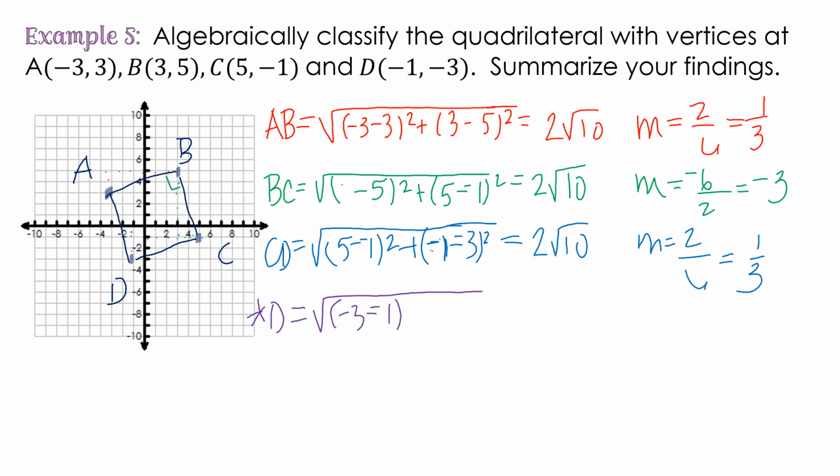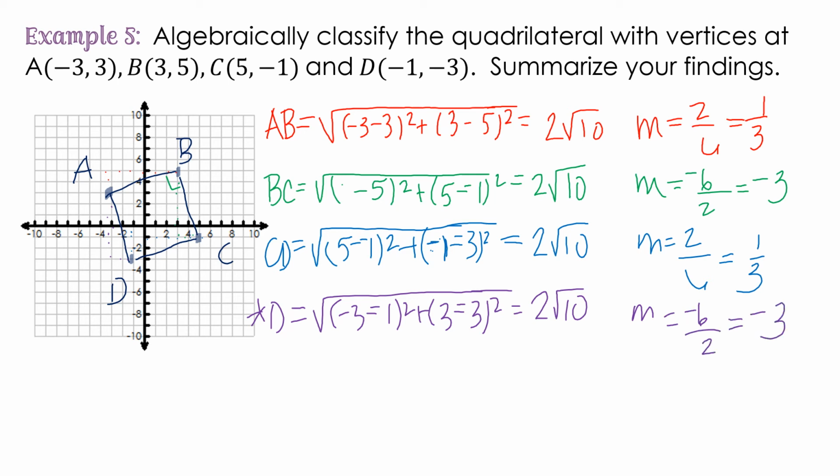-3 minus -1 squared plus 3 minus -3 squared. So again, we get -2 squared plus 6 squared. So that is going to be root 40 or 2 root 10. And then the slope, count down 1, 2, 3, 4, 5, 6, and right 2. So down 6, right 2 gives me -3.